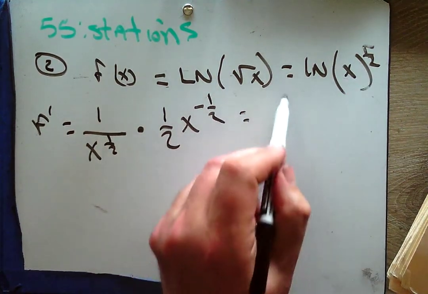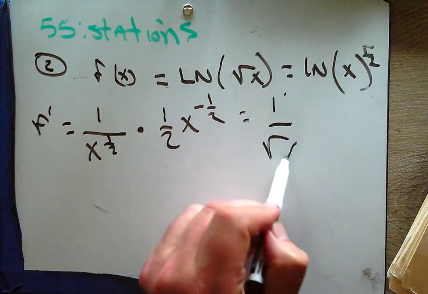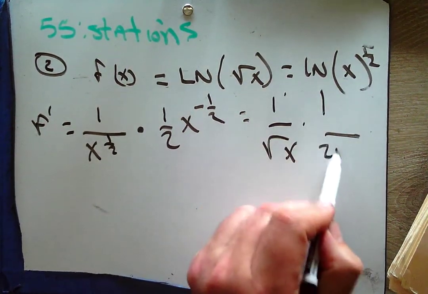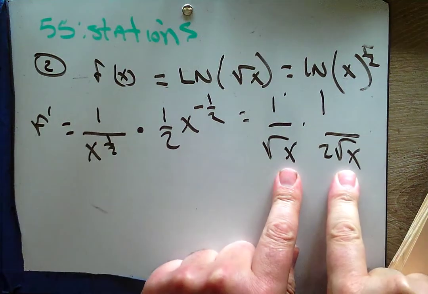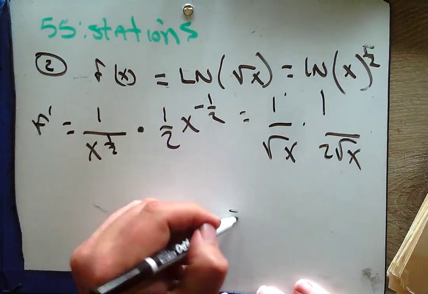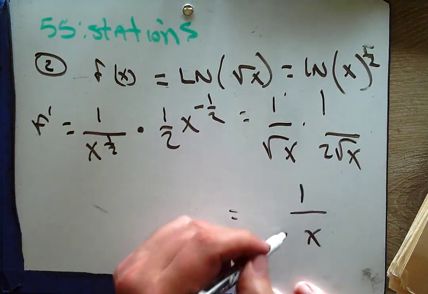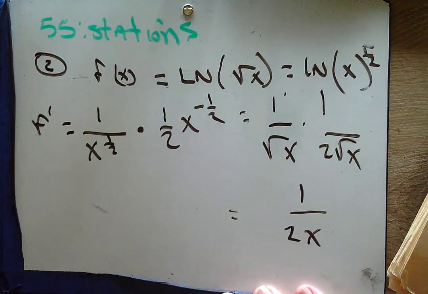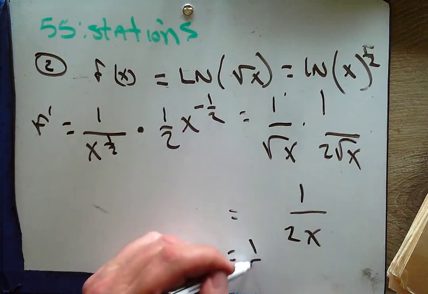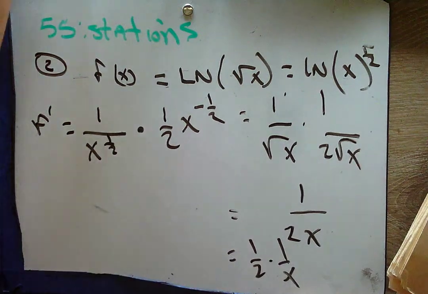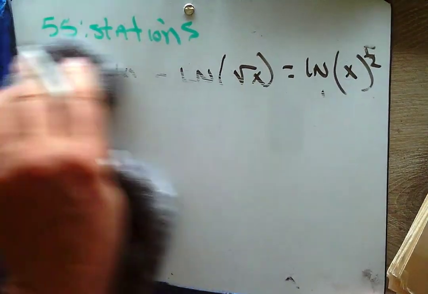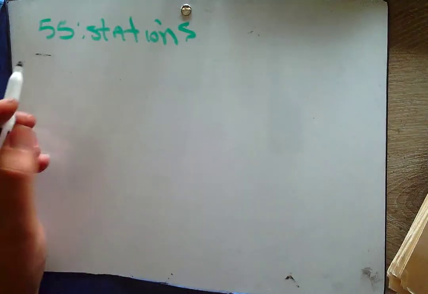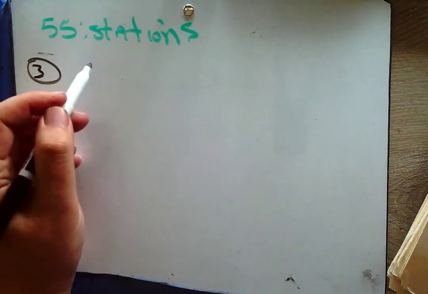So that's the same as looking at 1 over square root of x times 1 over 2 square root of x. Look, square root of x times square root of x is going to be x, and there's also a 2 down there, okay? And that's the same as 1 over 2 times 1 over x like we got the other one. I don't care which of those ways you take, I just want you to be comfortable taking that derivative.